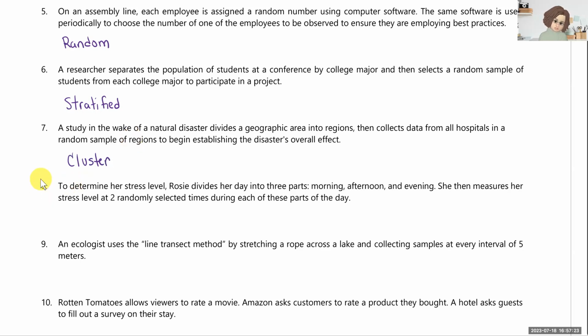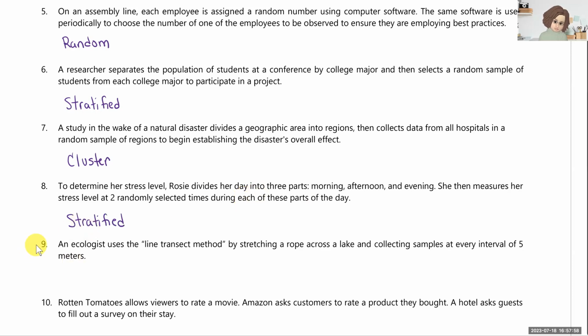Number 8, to determine her stress level, Rosie divides her day into 3 parts, morning, afternoon, and evening. She then measures her stress level at 2 randomly selected times during each part of the day. So the groups here are morning, afternoon, and evening, so grouping her day, and she's picking 2 times from each part. So some from each of the parts of the day makes it stratified.